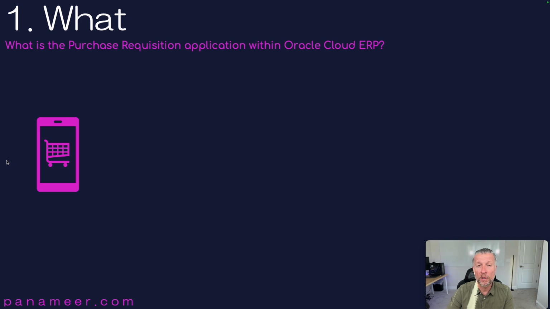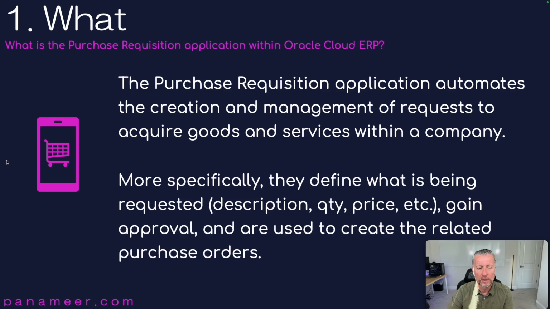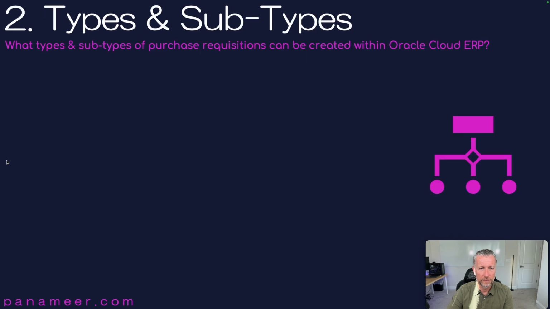What is the Purchase Requisitions application within Oracle Cloud ERP? The Purchase Requisitions application automates the creation and management of requests to acquire goods and services within a company. More specifically, they define what is being requested, so the description, the quantity, price, etc. They gain approval and then are used in the creation of the related purchase order.